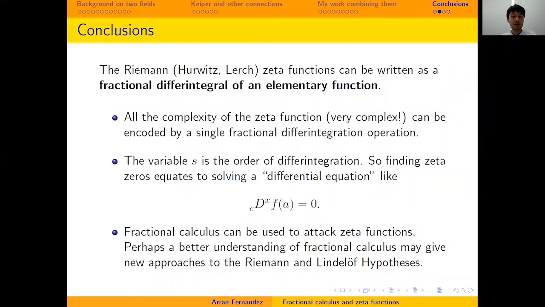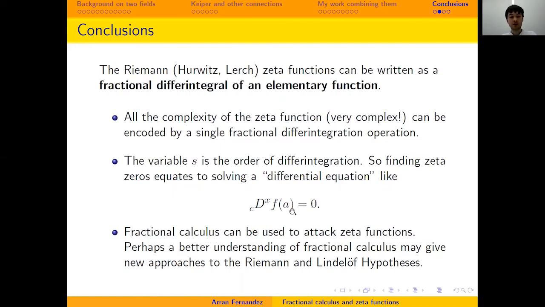Zeta function as a fractional integral of an elementary function, all that complexity, this kind of differential equation. You don't solve for the function, you don't solve for the variable inside the brackets, you solve for the order. You want to find which values of x leaves this to be true. That's something you can only do with fractional calculus, of course, because now the order becomes a continuous variable.